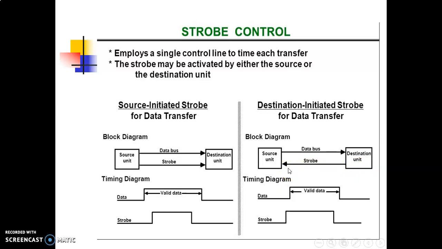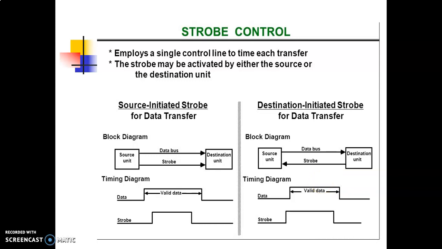The source unit then responds by placing the requested binary information on the data bus. The data must be valid and remain on the bus long enough for the destination unit to accept it. Okay, in the timing diagram, it shows the falling edge of the strobe pulse. The falling edge of the strobe pulse can be used again to trigger a destination register. This means the destination unit then disables the strobe.